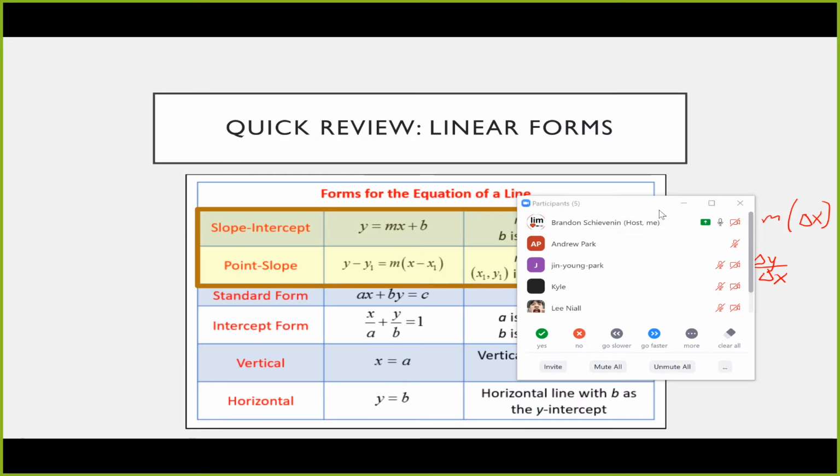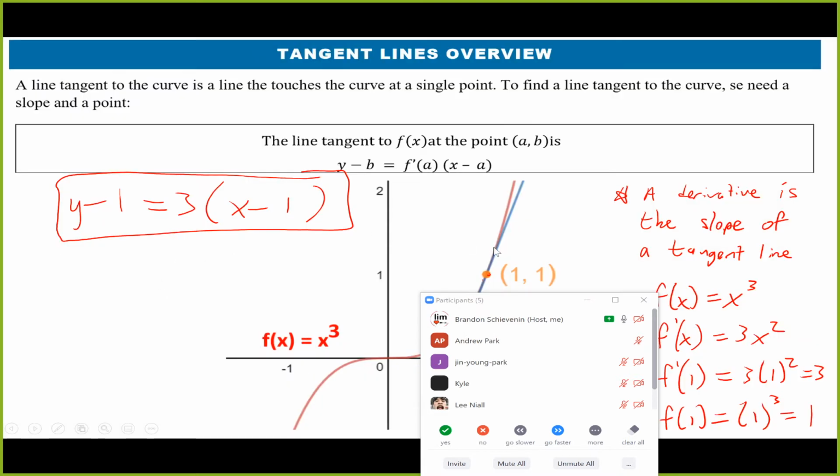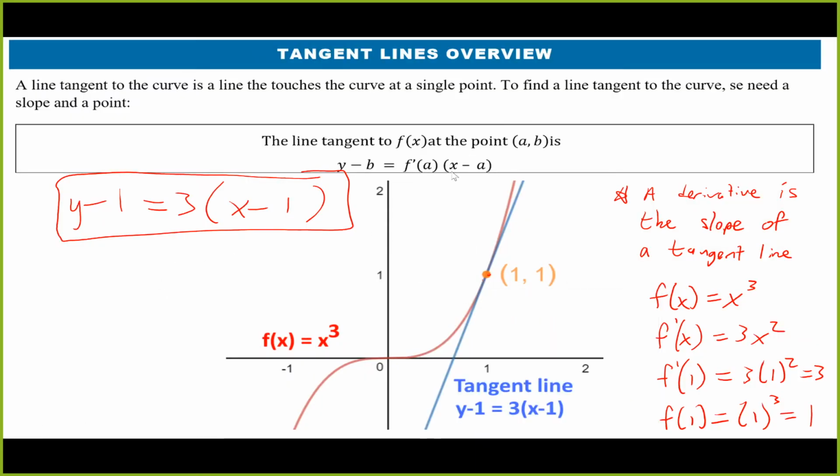So far, we are using point-slope form of a line. I'm going to figure out what the equation of a line that only touches our function at one point would be, which is what we call the line that is tangent to the curve. A tangent line would have this form in point-slope form. So that's y minus b, where b is our y value for our point, equals our derivative at a, which would be our slope at that point, times x minus a.